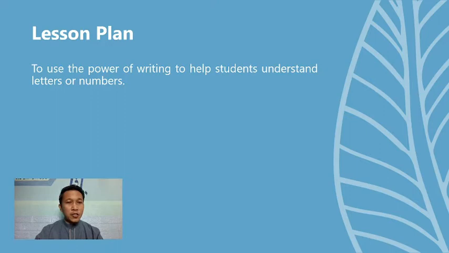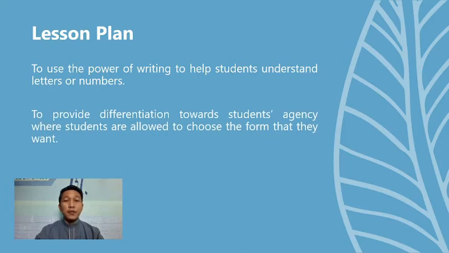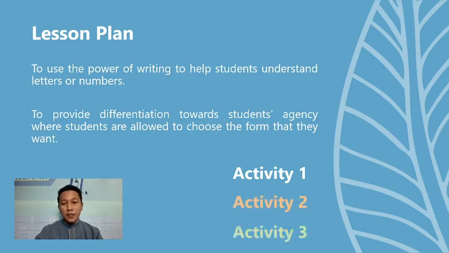In this lesson plan, there are two objectives. The first one is to use the power of writing to help students understand letters and numbers, and then to provide differentiation towards students' agency, where students are allowed to choose the form that they want. There are three possible activities that will be delivered in this lesson plan.